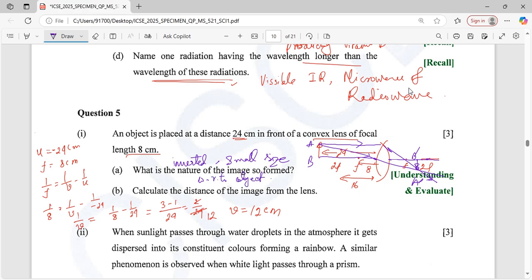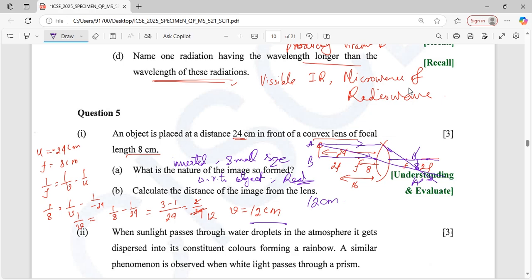Okay, now next. Calculate the distance of the image from the lens. That is 12 centimeter. That is the answer. Okay. Another important point: it is a real image. That image is also a real image. Okay. Now next.